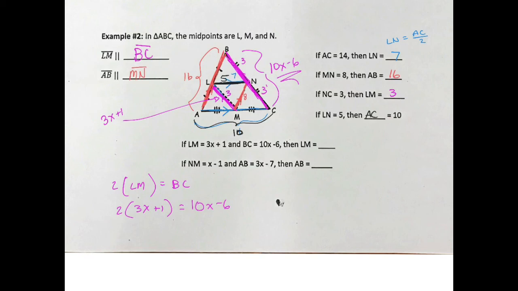I'll have to distribute. 6x plus 2 equals 10x minus 6. And I'll have to solve for x. So let's subtract 6x on both sides, and add 6 to the other side. And x equals 2. Make sure you plug it back in to find LM. LM was 3x plus 1. So LM is equal to 3 times 2 plus 1. 7.